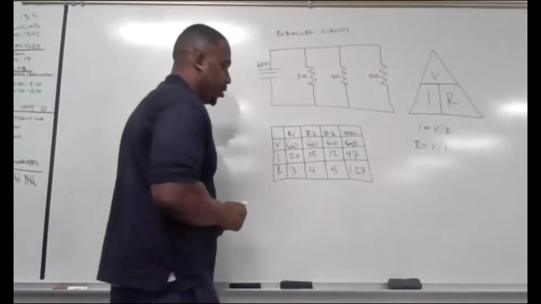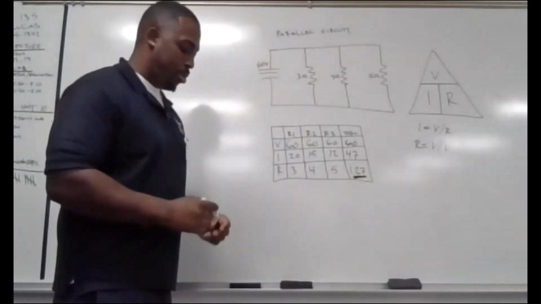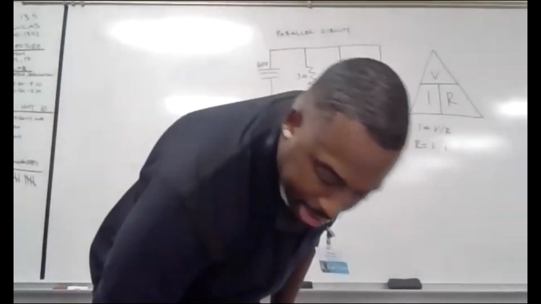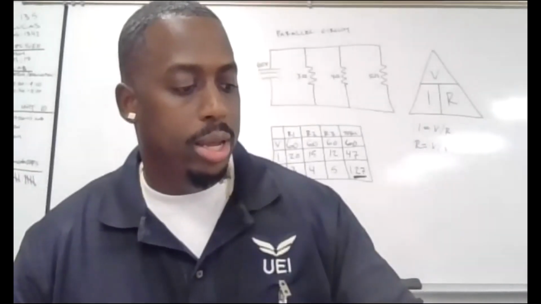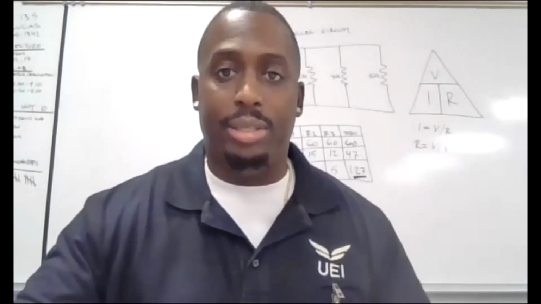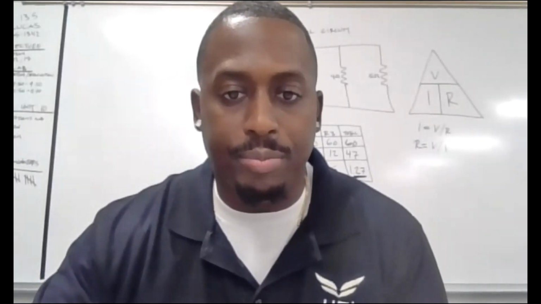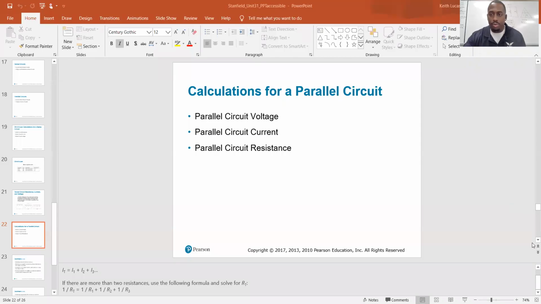So that is it. Our total resistance in this example is 1.27. That's how you do the parallel circuit. That's how you add the resistance, or not add, but calculate. Okay. Moving on, what's next?